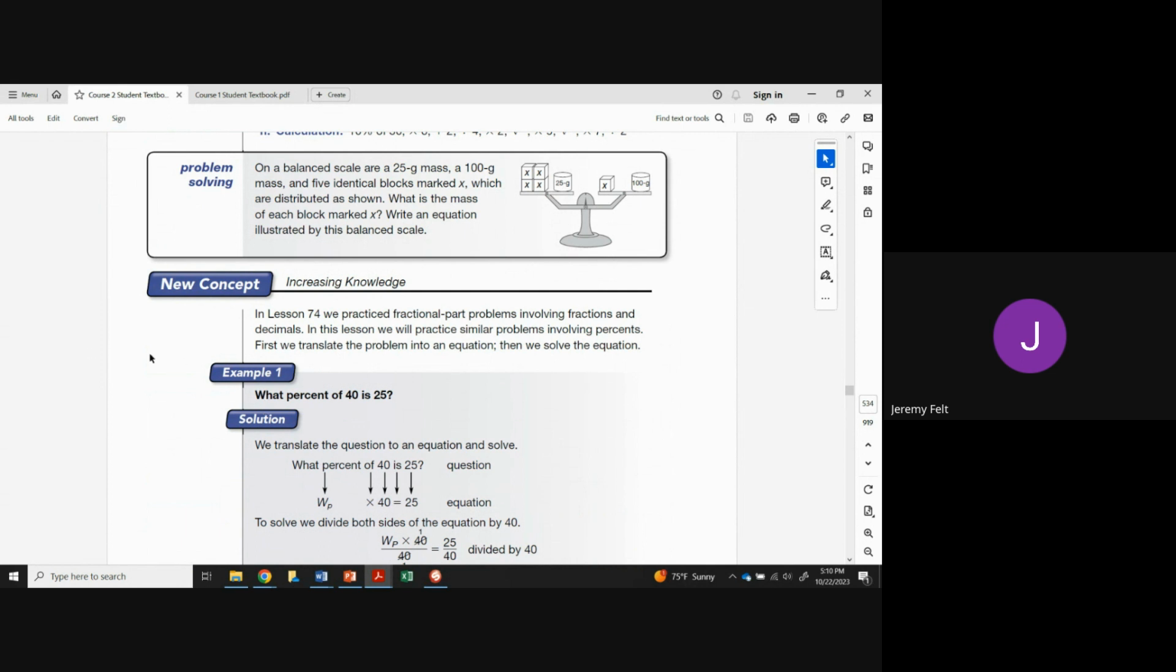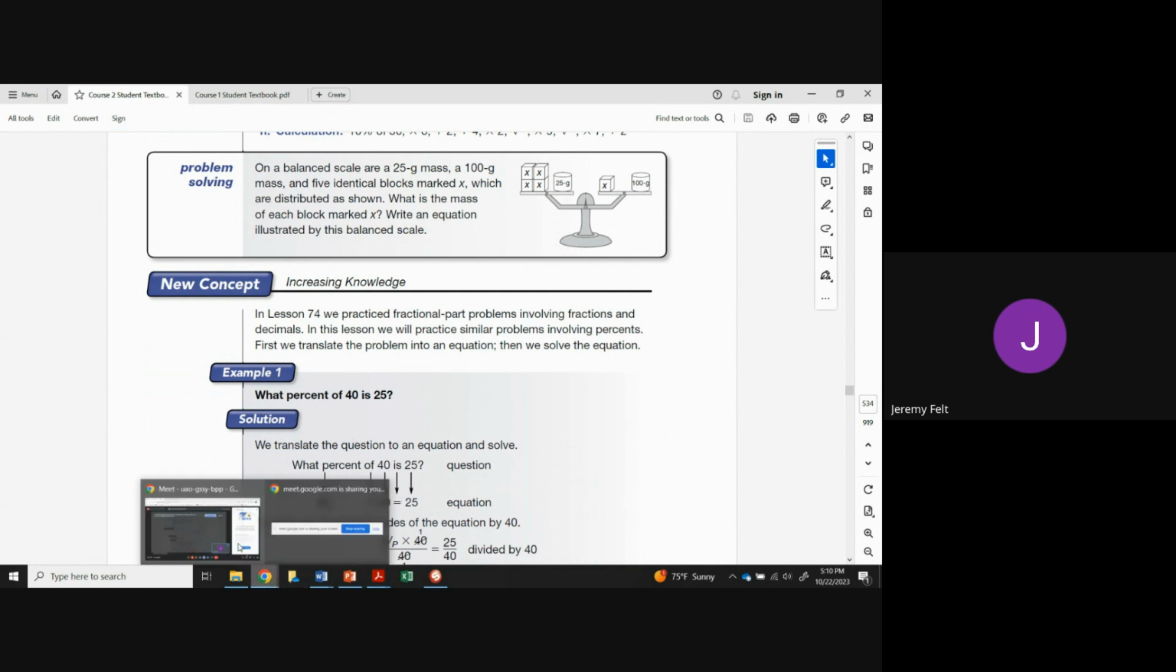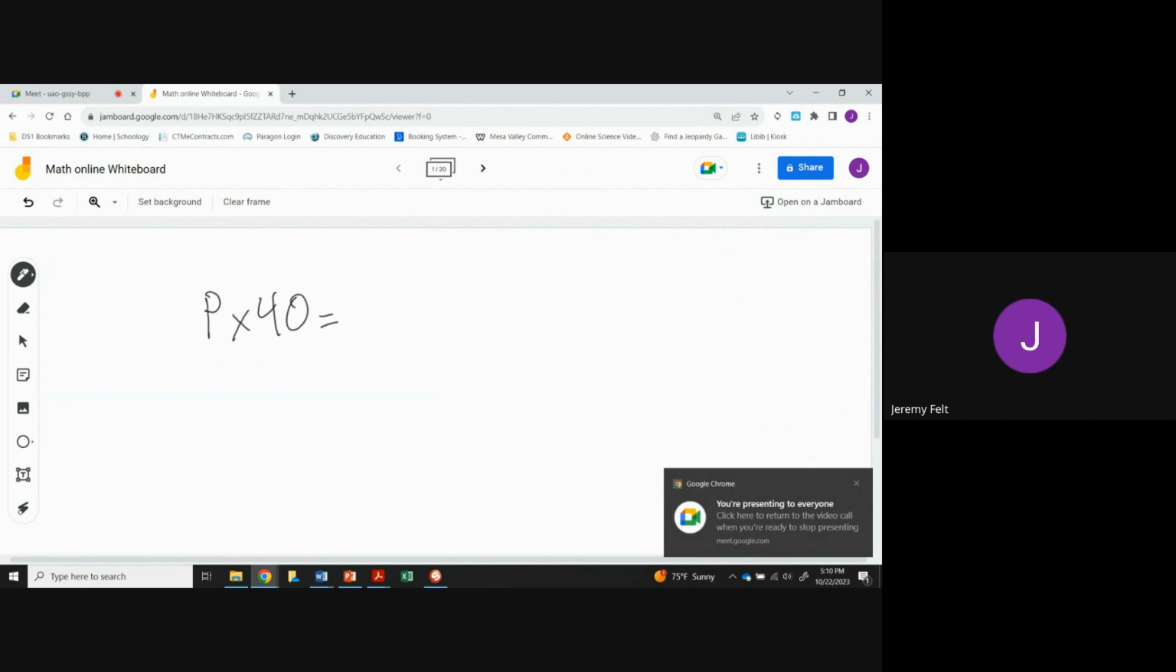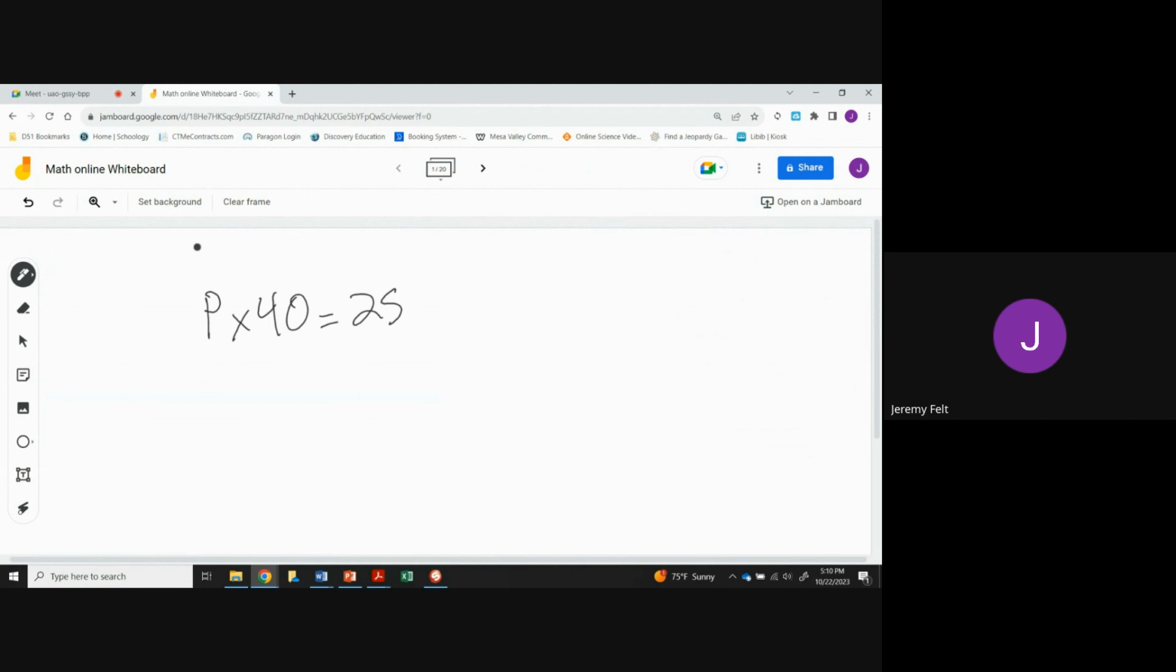So example 1, what percent of 40 is 25? Again, of is multiplication and is an equal sign. For what number or what percent, or whatever the problem you're doing, use X or A or B or C, whatever you want. I'll use P so I know it's percent. That'll help me remember to get a percent. So what percent times 40 equals 25? I'm going to divide both sides by 40 because I'm going to get this by itself.